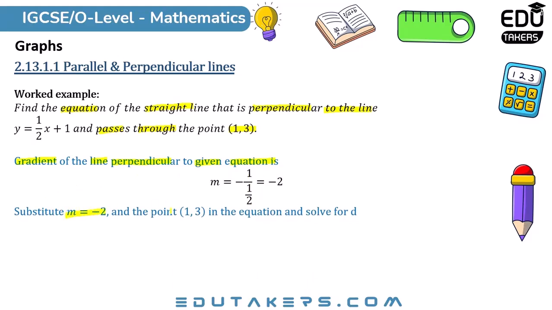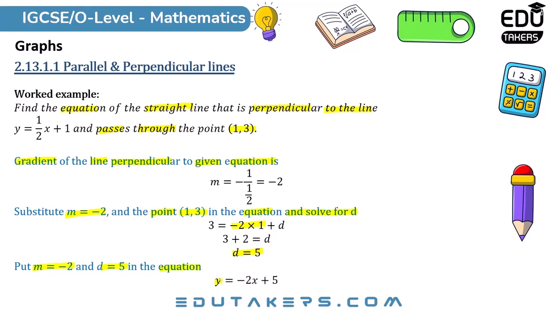Substitute m equals negative 2 and the point (1, 3) in the equation and solve for d. So 3 equals negative 2 times 1 plus d. 3 plus 2 equals d. d is equal to 5. Put m is equal to negative 2 and d is equal to 5 in the equation. y is equal to negative 2x plus 5. So this equation is perpendicular to the given equation.